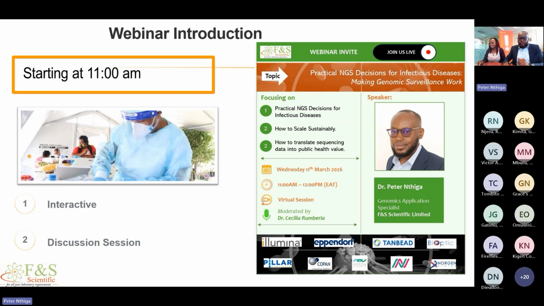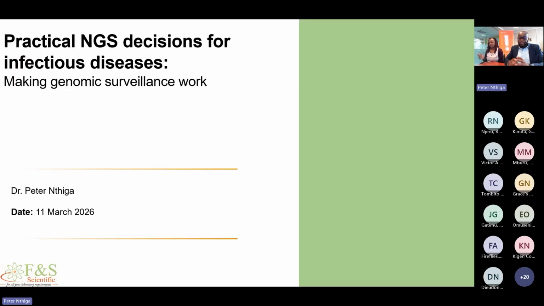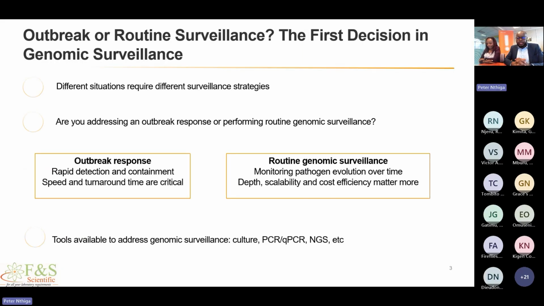So the title, or rather the theme of our presentation today, is making genomic surveillance work. Essentially, what we'll be discussing in this interactive session is what are the key decisions that we need to make when we are designing a genomic surveillance strategy.